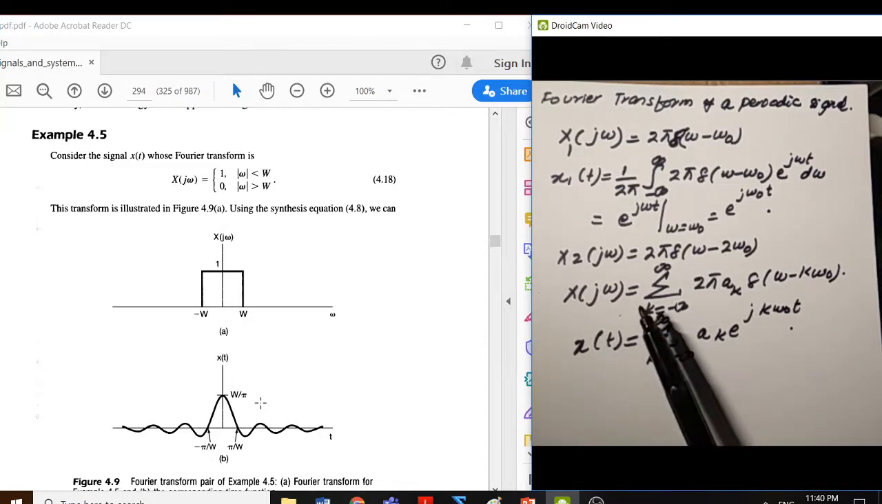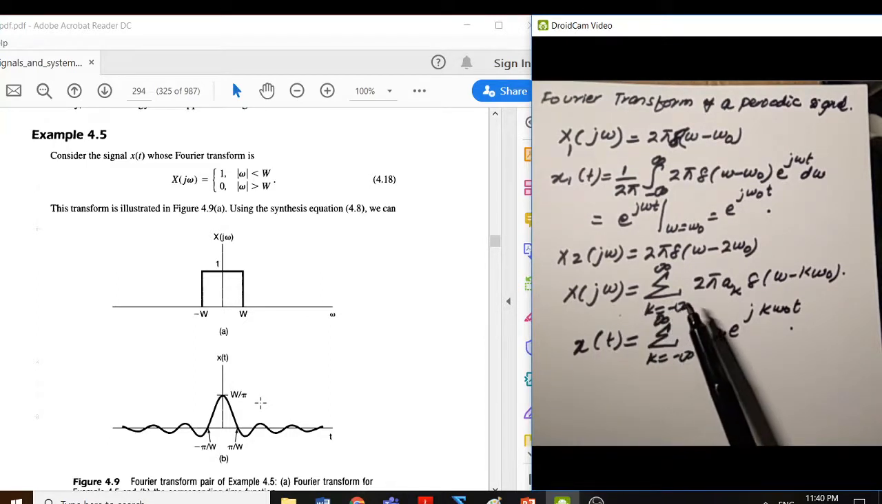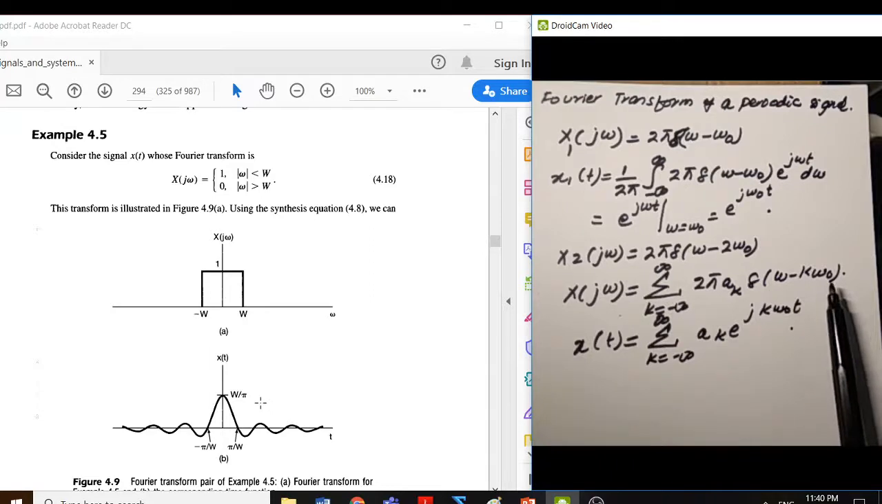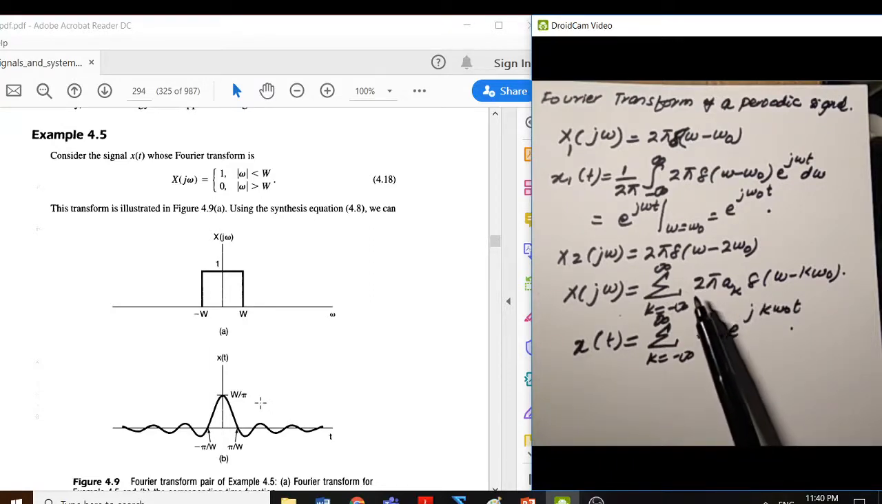is a sampled version because it's being multiplied by this impulse which is occurring at k omega naught. So it is the sampled version of a_k coefficients and they are being multiplied by 2 pi as well. So the Fourier transform of a periodic signal with Fourier series a_k can be interpreted as a train of impulses with weight equal to 2 pi times the k Fourier series coefficients.